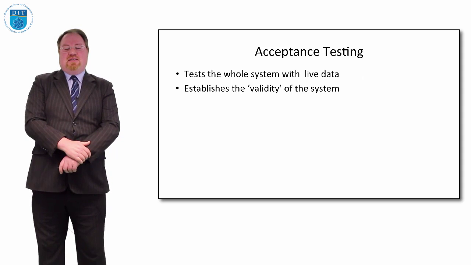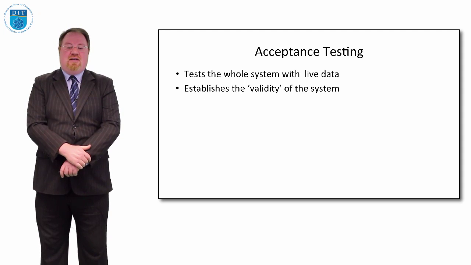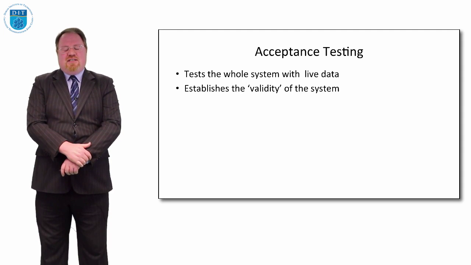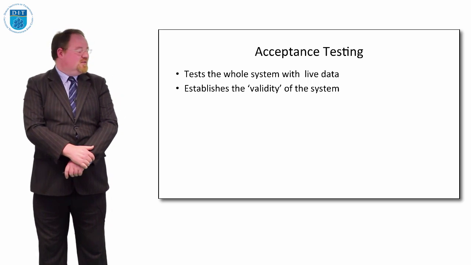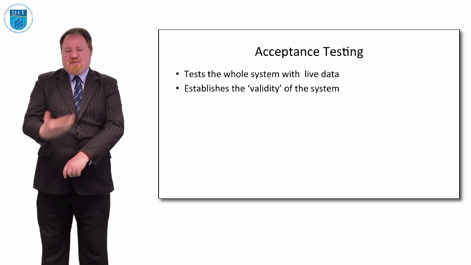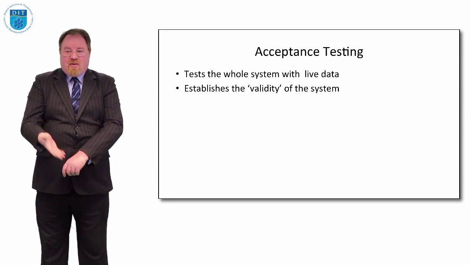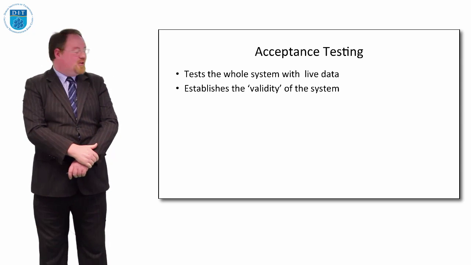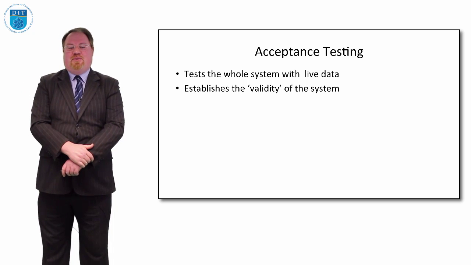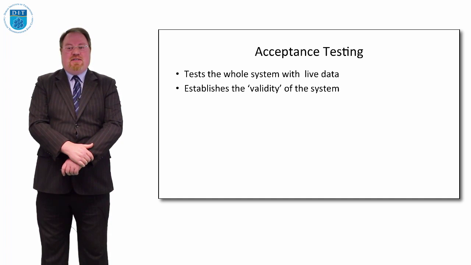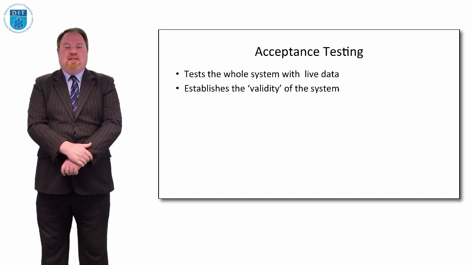Then we have acceptance testing, where we test the whole system live with either live data or simulated data and establish if the system really works and establish if it does what it's supposed to do. So we might get the person who asked the software to be written, the customer, to come in and test the software. And if they accept that it's what they want, then acceptance testing is passed.